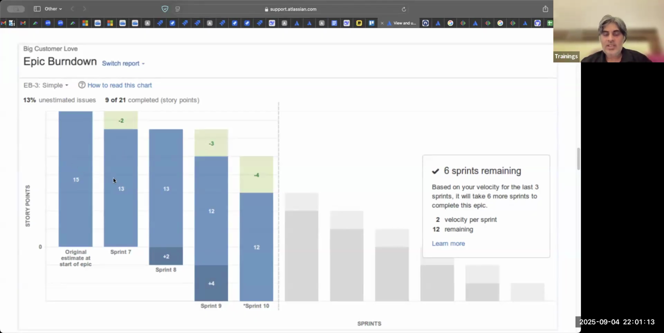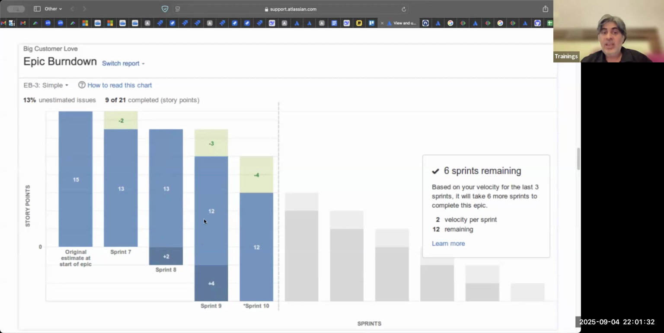Now in this sprint 7, we did 1 story of 2 points. So still 13 points of work is pending. In the next sprint, we did not take up any story for that epic, which is why there is no minus. But we added 1 story to this epic.